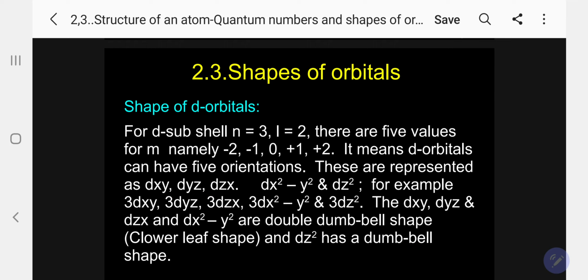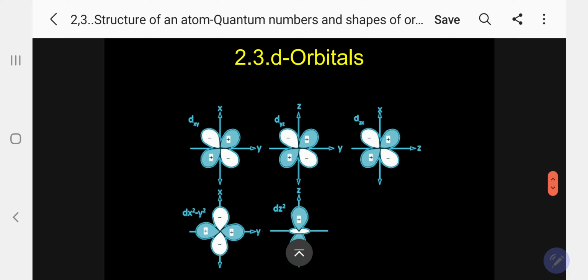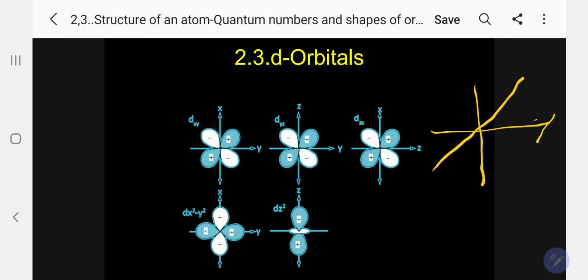So let me explain with the diagram. You can very easily understand. Now see here, this is the d orbital. Kindly follow. Here x, y and z. The axes are not shown, but for convenience they are giving it this way. Normally 3 coordinate axes will be shown like this: x, y and z. But for your convenience, they are representing only x and y.